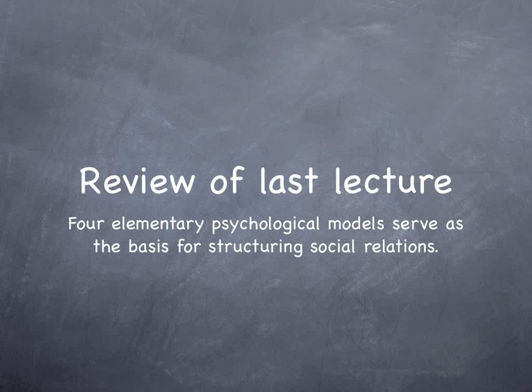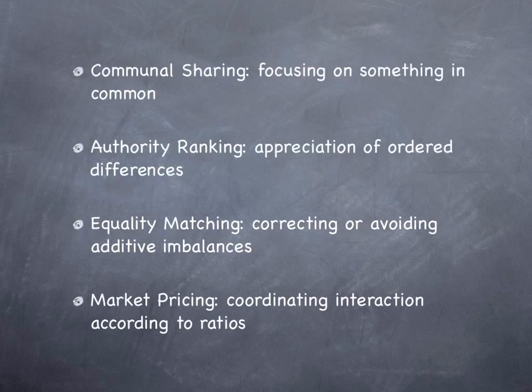All right, welcome back. I'm going to begin with a review of the last lecture. Last time we discussed how the four elementary psychological models serve as the basis for structuring social relations. These elementary models are communal sharing, which is focusing on something that you have in common; authority ranking, which is appreciation of ordered differences; equality matching, which is correcting or avoiding additive imbalances; and market pricing, which is coordinating interaction according to ratios. Social interactions on every scale are analyzable into these four basic psychological models.